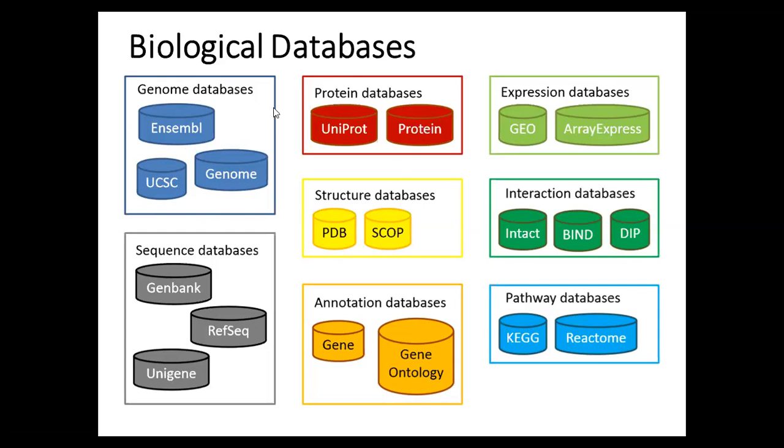And the protein databases should store protein information. UniProt and Protein are two main popular, publicly available databases where you can freely download any information about proteins you wish. An expression database would store information about the expression of proteins and genes.